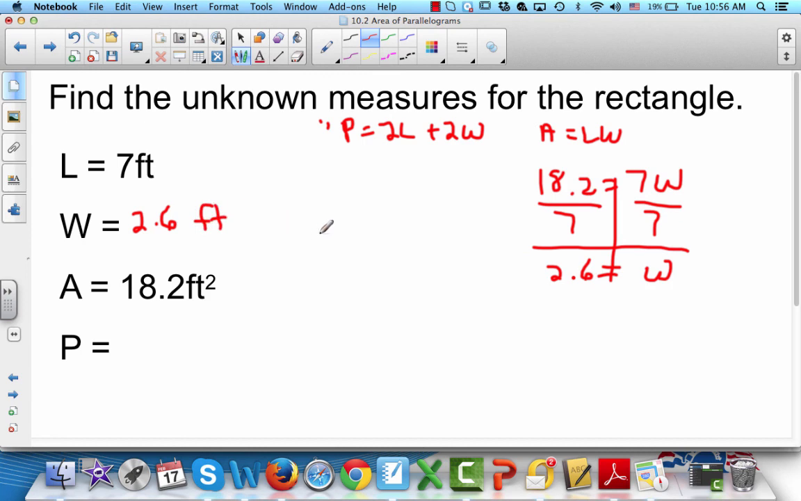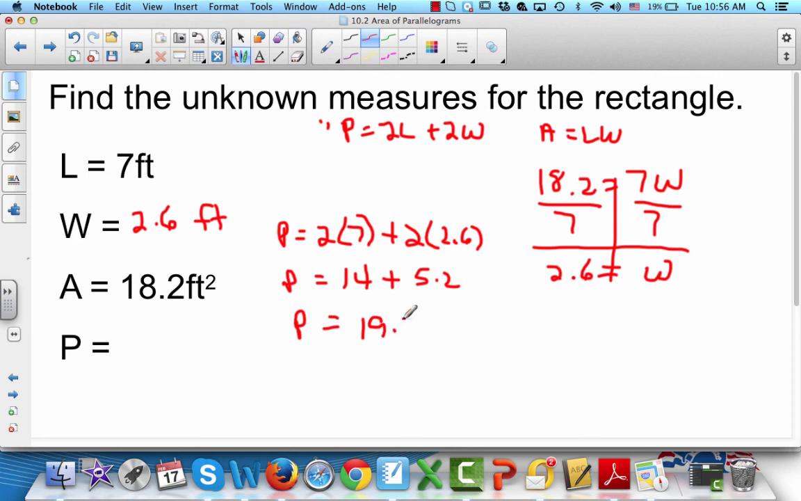How do you find out the perimeter? Perimeter is equal to 2 times the length plus 2 times the width. That gives you perimeter equals 14 plus 5.2. Perimeter equals 19.2 feet. Very good.